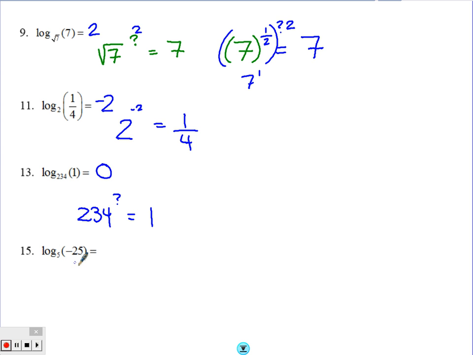All right, this one is a little tricky. 5 to what power gives me a -25? Some of you might be thinking -2, but a negative in the exponent reciprocates. It doesn't make it negative. This one is not possible. So we have to be careful. This number right here can never be a negative number. All right? Awesome. Thank you guys for walking through that with me.